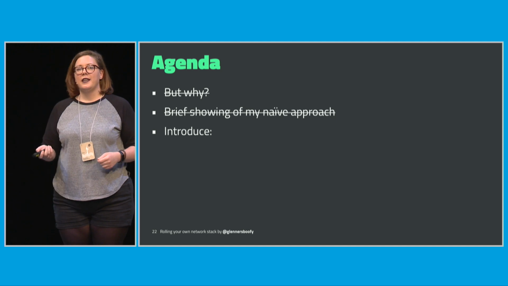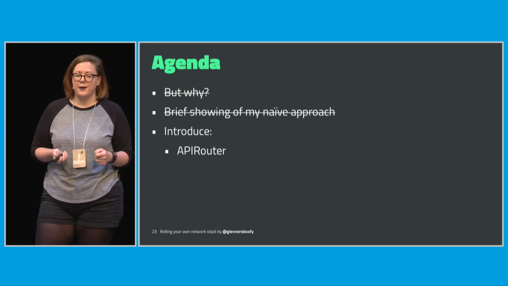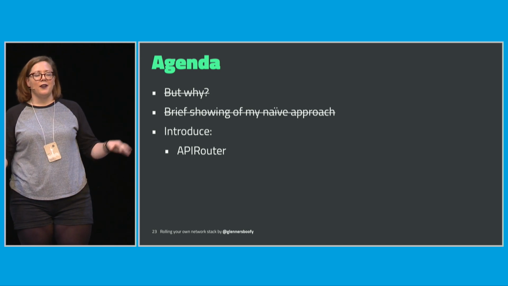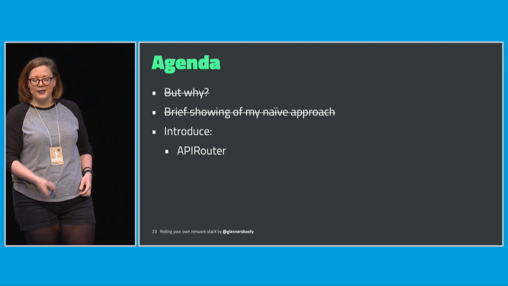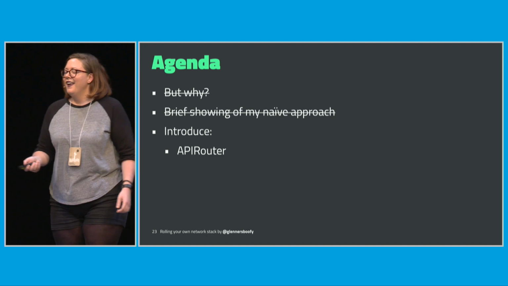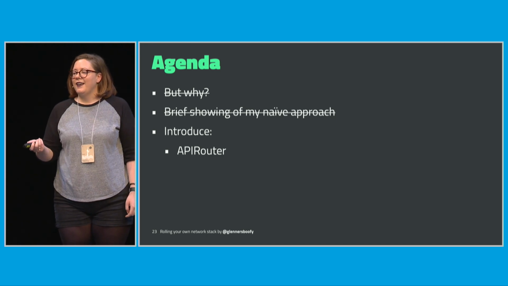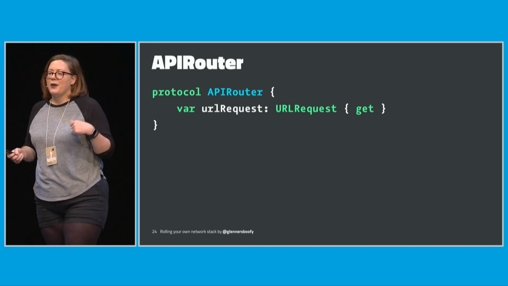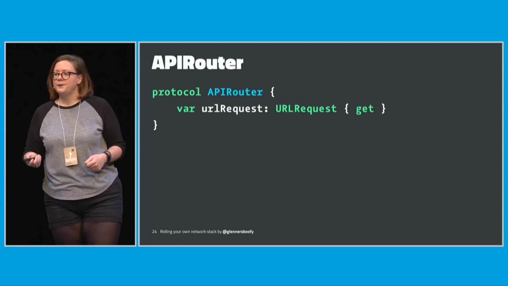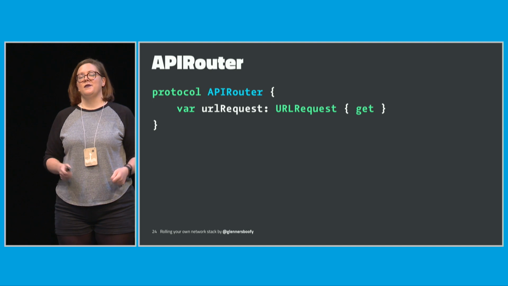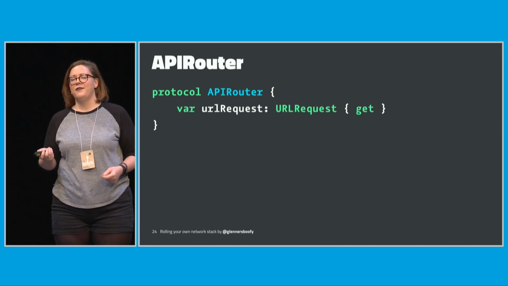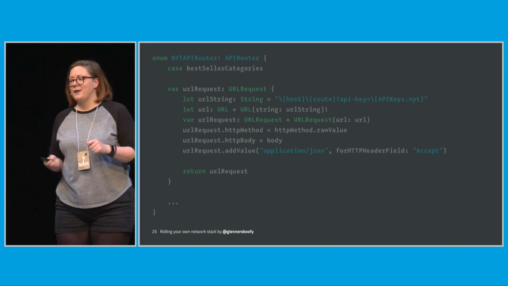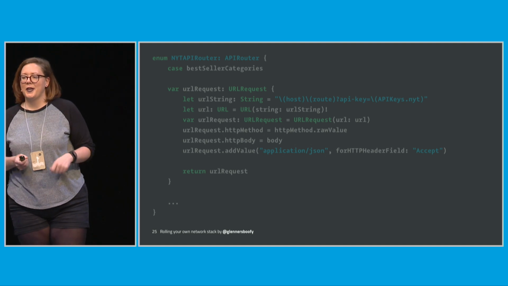OK, so the first thing I want to introduce is the API router. And it's not a coined term. I don't even know, I wrote it like a class name. But yeah, it's actually pretty simple. It's just a protocol. And from that protocol, you can get a URL request. And my favorite way of implementing the API router is actually via an enum. And there are several reasons for that, but I'll try to point them out as we look at the code.